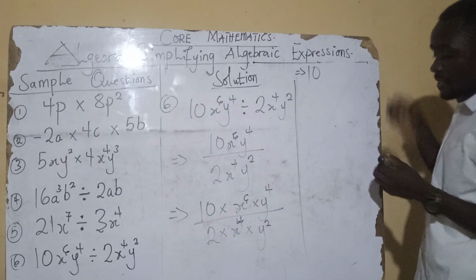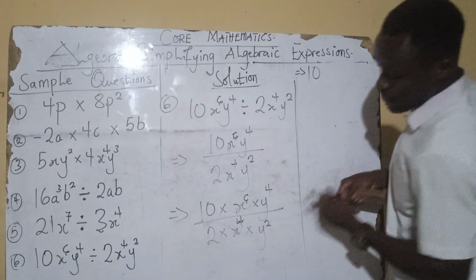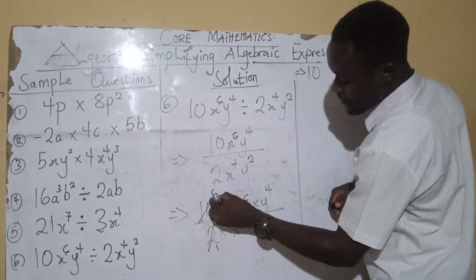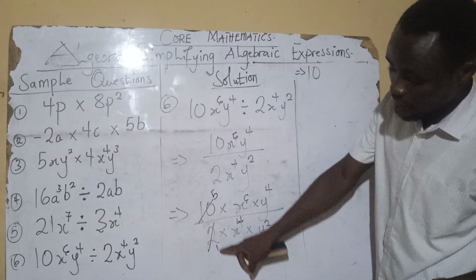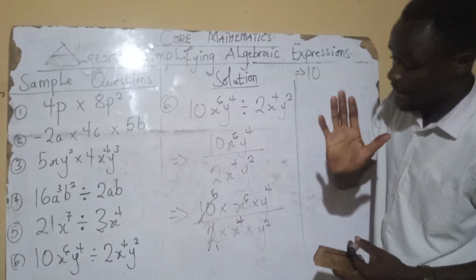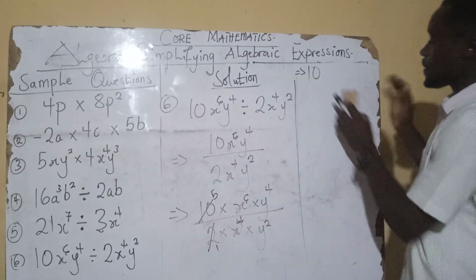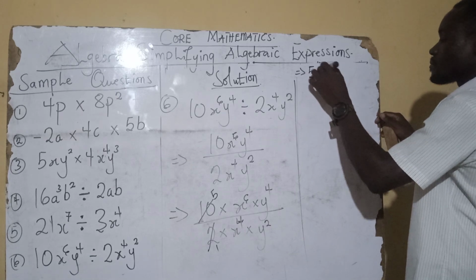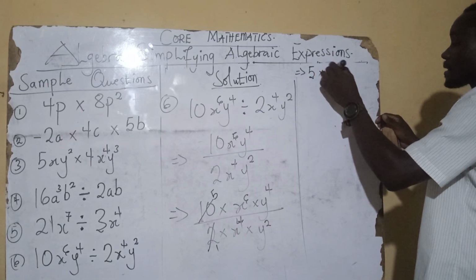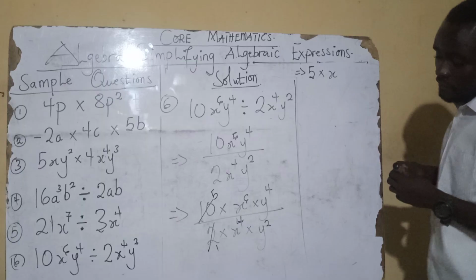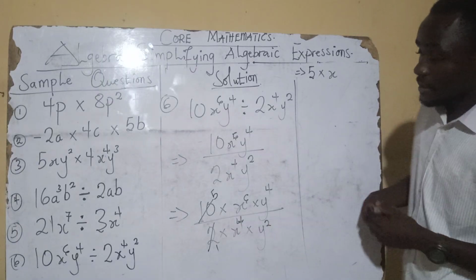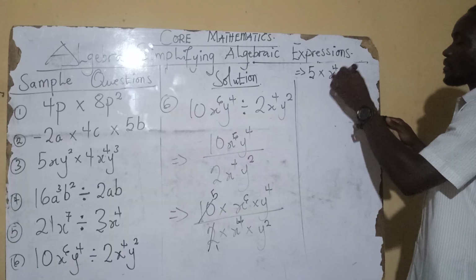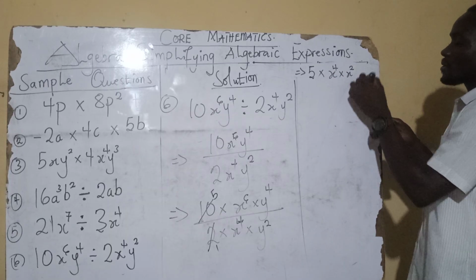I remember over here the 2 and the 10 can easily go away. So here 1, here what? 5. You know that 2 goes into itself 1 and goes into 10 what? 5 times. So here we have 5 left multiplying x power 6. And remember, for us to obtain something like this, you can rewrite x power 6 as x power 4 multiplying x power 2.